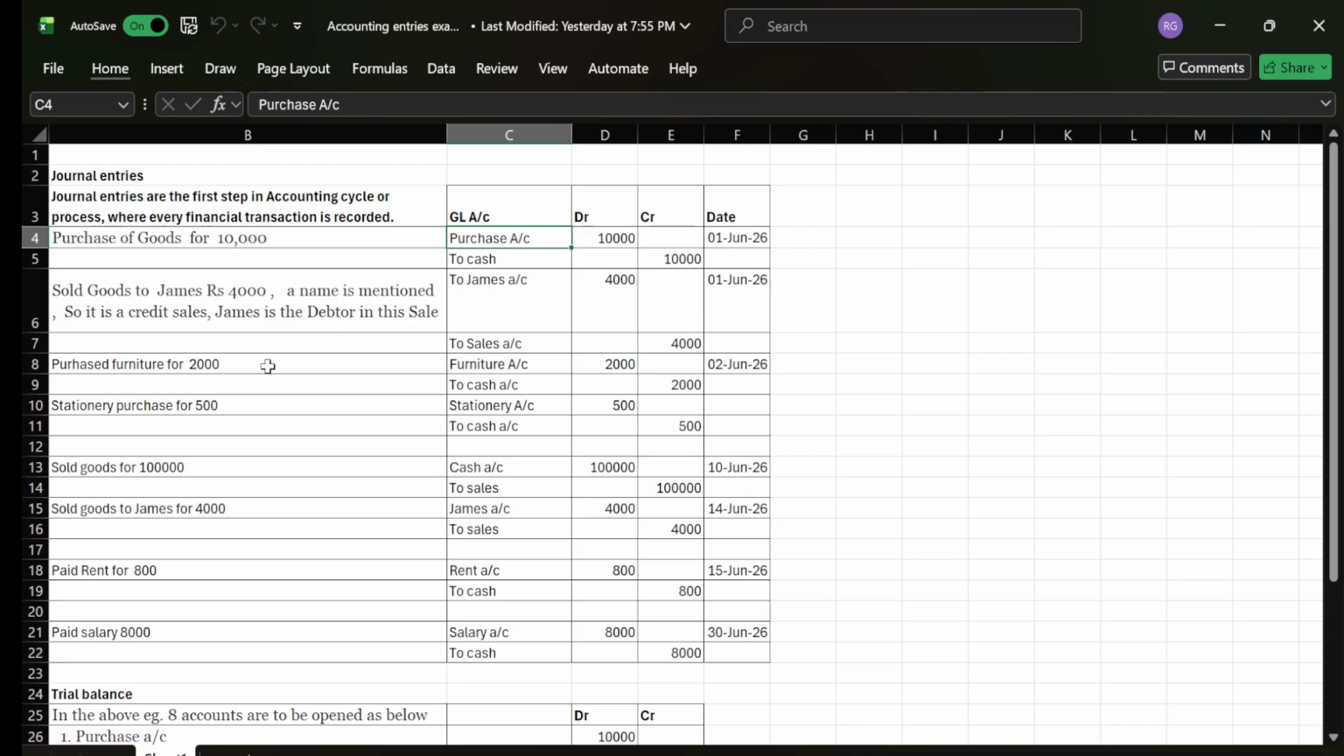Okay. Now I go to the next one, purchased furniture for 2,000 bucks. Here, if you look at it, it's slightly different. Here I'm giving a specific name for that account, rather than, in my first case, a generic purchase of goods, where I used a purchase account. Whereas here, purchased furniture, I want to always record whatever expenditure I do against the furniture. So I create a new account called furniture account.